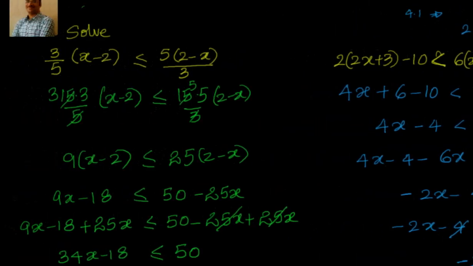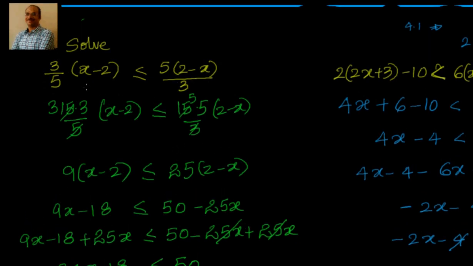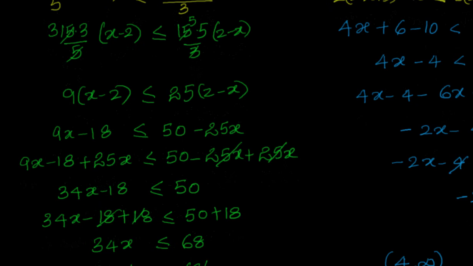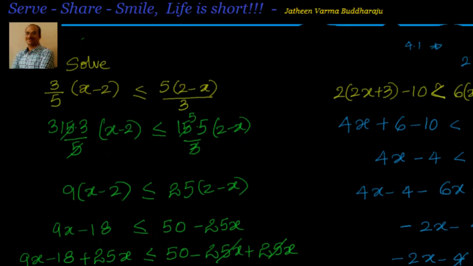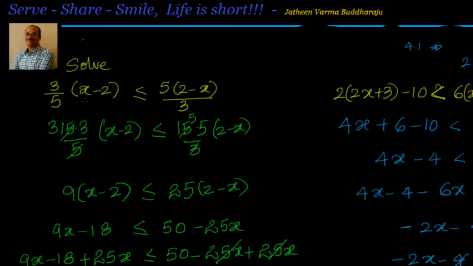Now let's go here and check here also before we wrap this up. 3 by 5 into x minus 2, the solution I got is x should be less than or equal to 2. Let us see what happens if x equal to 3. I'll substitute in this one because this is easy to substitute. I will have 9 into 1 less than or equal to 2 minus 3 into 25, that's nothing but minus 25. 9 is not less than or equal to minus 25, which is wrong. But if I put x equal to 2, I'll have 0 on both the sides.